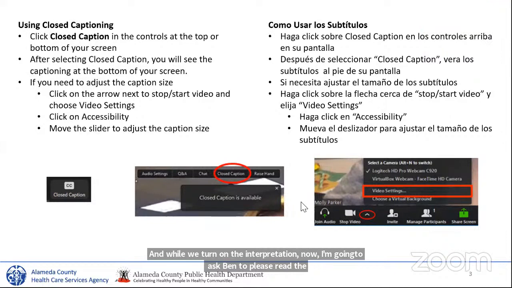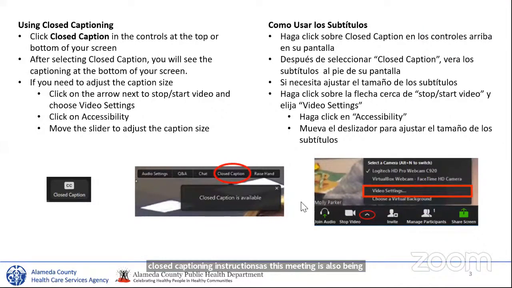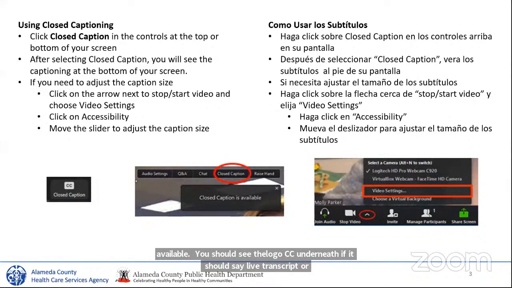So we also have closed captioning available. You should see the logo CC underneath it. Should say live transcript or closed caption at the top or bottom of your screen, depending on which device you use to join us today. If you click that button and select show transcript or show subtitles, you'll see the captions pop up on the bottom of your screen. If you need to adjust the caption size, you can go into your settings. On the sidebar, you will see an option for accessibility, and then you can drag the slider to make your subtitles smaller or larger.